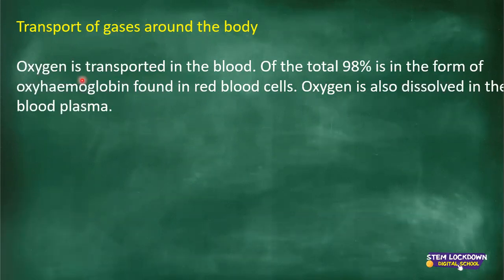Oxygen is transported in the blood. Of the total, 98% is in the form of oxyhemoglobin found in red blood cells. Another way of transporting this oxygen around the body is through the oxygen being dissolved in the blood plasma. So there are two ways of transporting oxygen around the body: through the blood, in the form of oxyhemoglobin found in the red blood cells, and also through the blood plasma where it is dissolved and then travels.